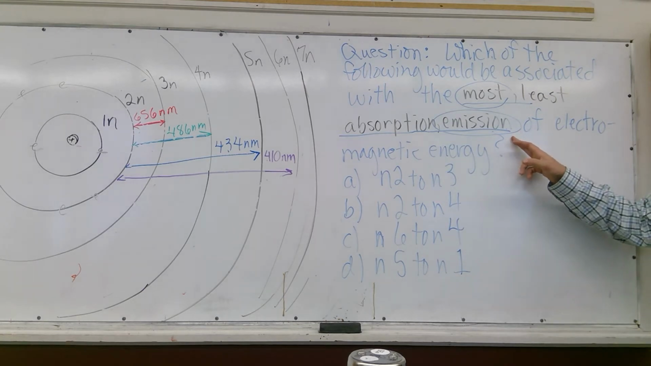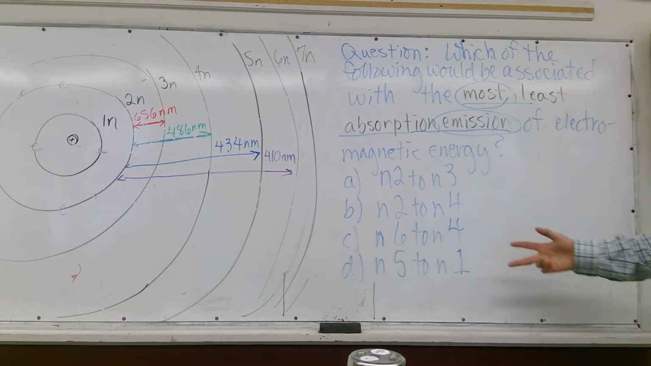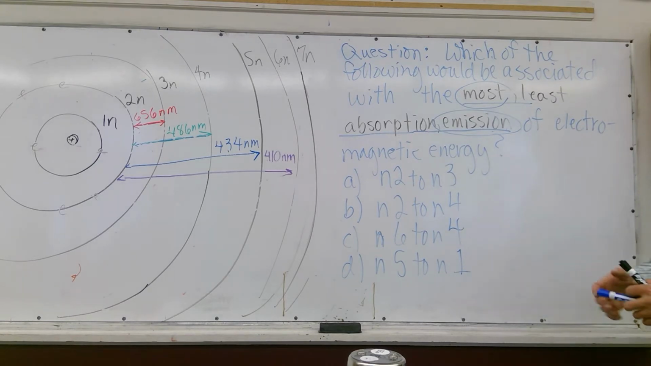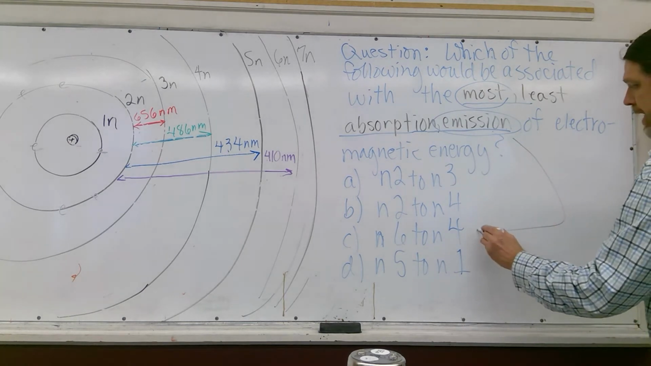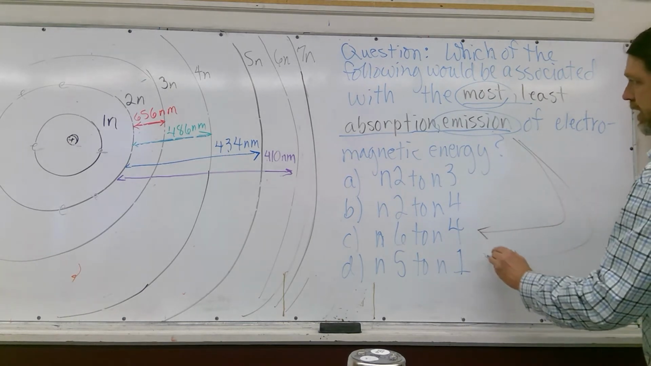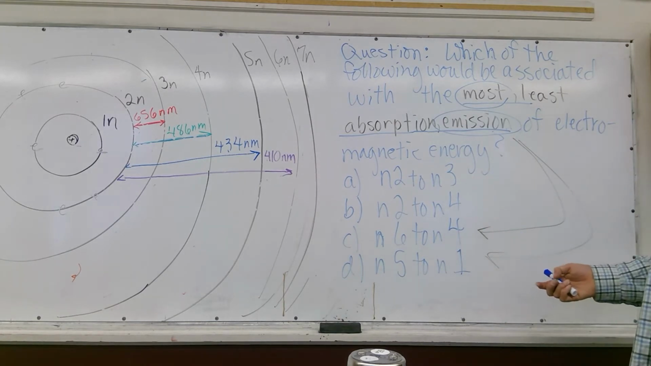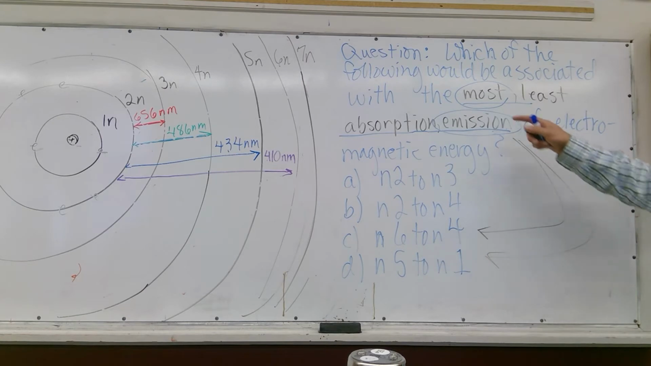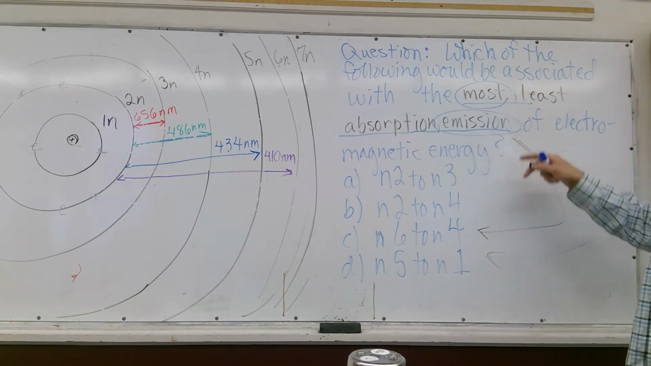First of all, is it an emission or absorption? Well, if it's an emission, that means our energy levels are going down. That means that the possibilities really are addressing answers C and D. It's not absorption, that would be energy levels going up, so we've already narrowed it down. Now, is it the most absorption or the least? The most emission or the least?